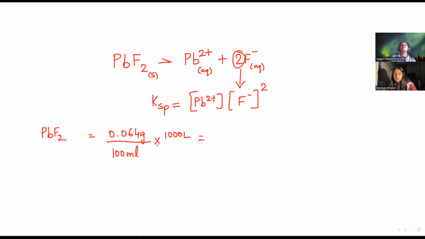Now what happens here is 2 zeros and 2 zeros can be struck off. So what is left is 0.064 times 10. When you multiply, the decimal moves one place to the right. Always remember. Because I'm multiplying with 10, the decimal will move one place to the right. What happens if I multiply it with 100? Then it will move 2 places to the right. So the answer here would be 0.64 grams per liter.